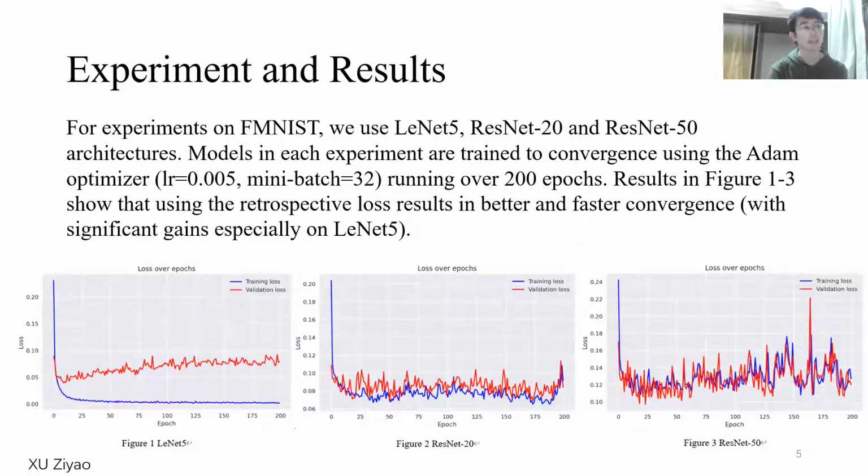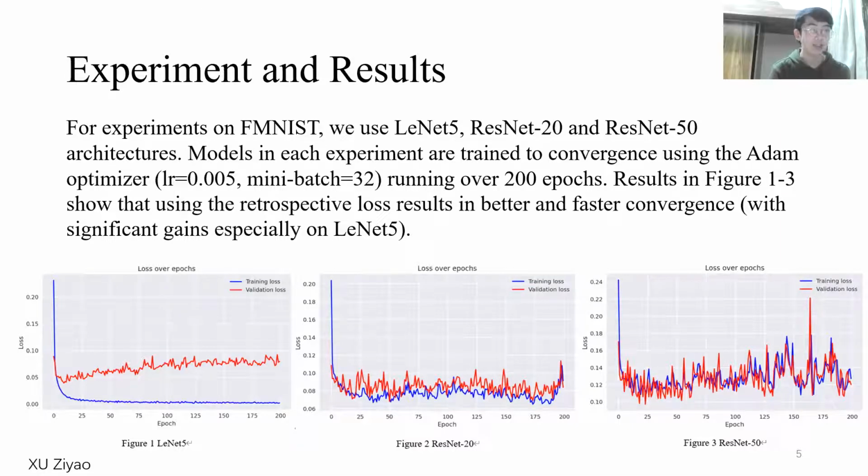The next is the experiment and the results. For experiments on FMNIST, we use LeNet5, ResNet20, and ResNet50 architectures. Models in each experiment are trained to converge using the Adam optimizer with learning rate equal to 0.05 and mini batch size equal to 32, running over 200 epochs.